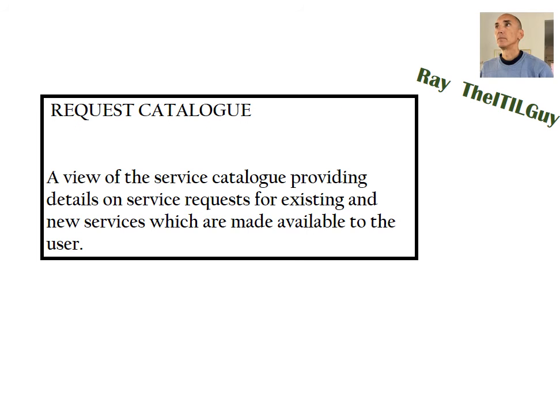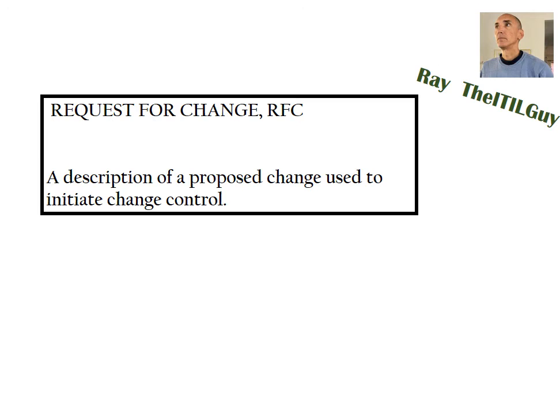Request catalog. Request catalog is a view of the service catalog providing details on service requests for existing and new services, which are made available to the user. What is request for change? RFC. Request for change is a description of a proposed change used to initiate change control.